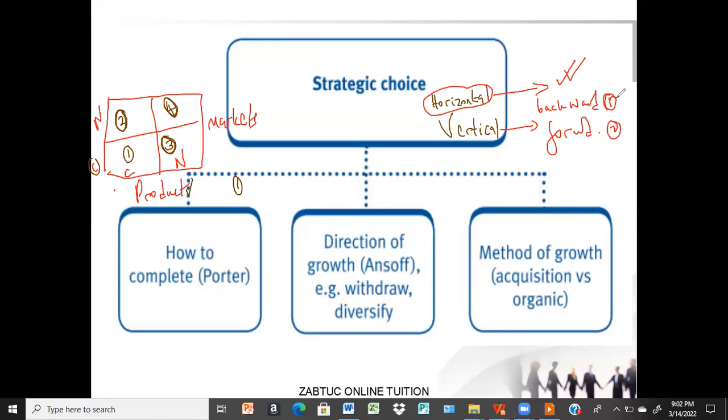This is where we merge with our suppliers. Or forward, this is where we take over or merge with our customers. So these are examples of strategies that we must be able to talk about: the direction of growth using the Ansoff grid.